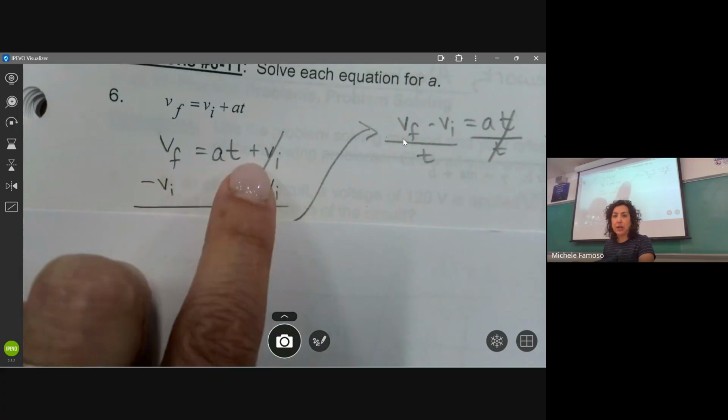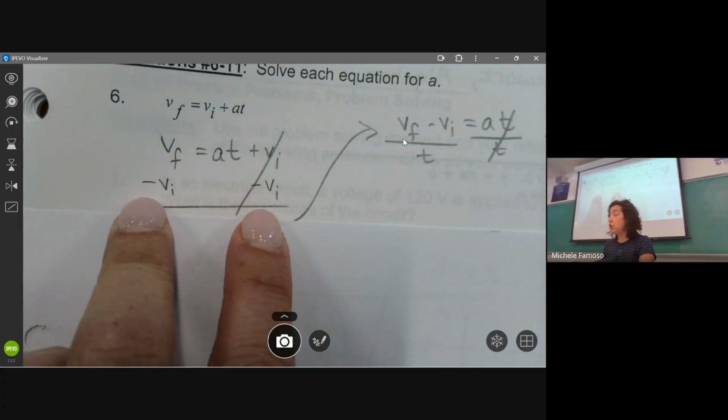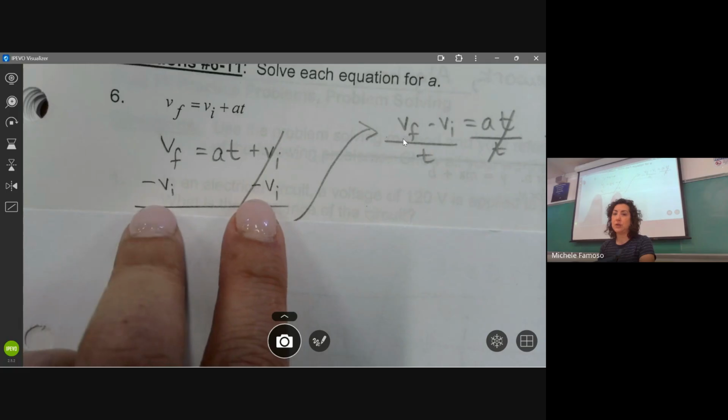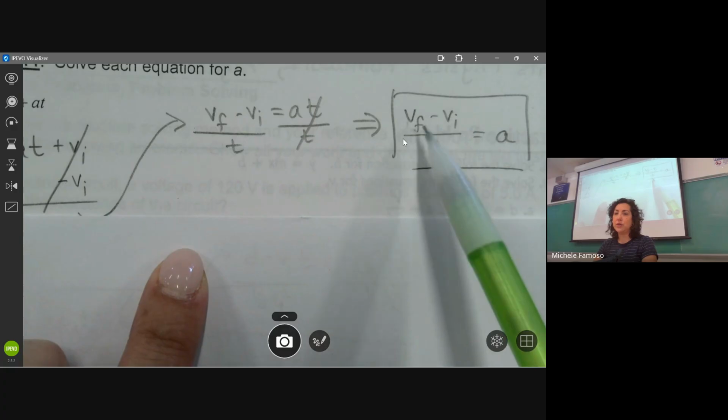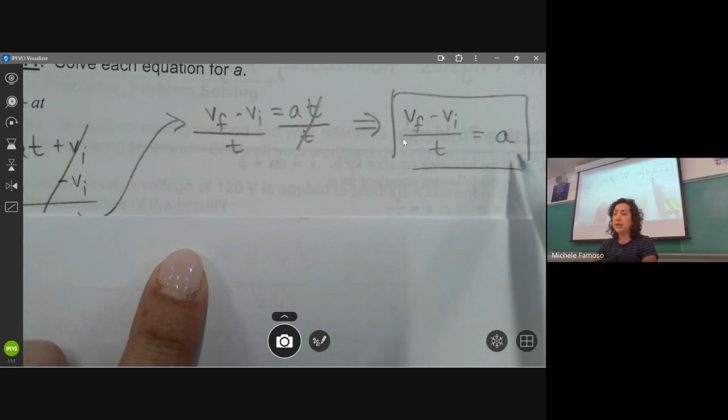I rearranged it, then I subtracted the V I. Do you have to rearrange it? No. I'm doing that to try to make it a little easier for you to see why I'm adding or subtracting. So here's my subtracting V I, giving me V F minus V I is A T. Now I'm going to divide both sides by T, giving me the final equation, V F minus V I over T is A.